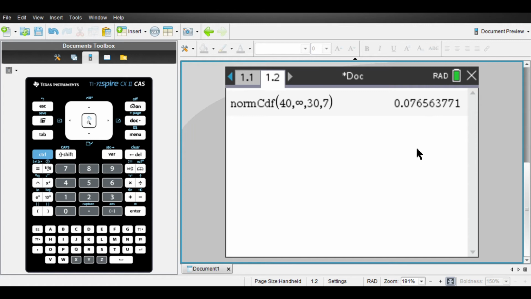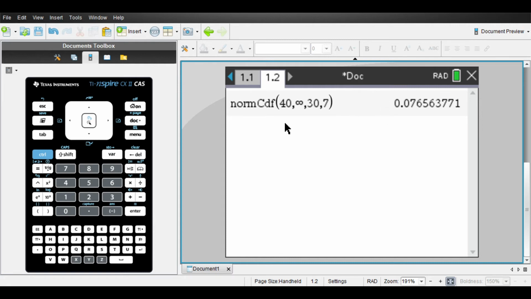Now you might notice that the numbers I entered aren't really random, and you're right. In fact, this models how the study score is calculated, because the mean of the study score is 30, the standard deviation is 7, and so what this means is that if you want to get a study score of 40 or above, you need to be in the top 7.66% of all the students in Victoria.